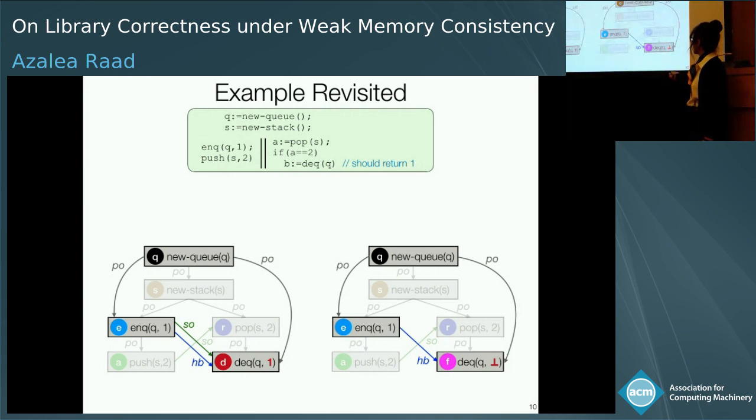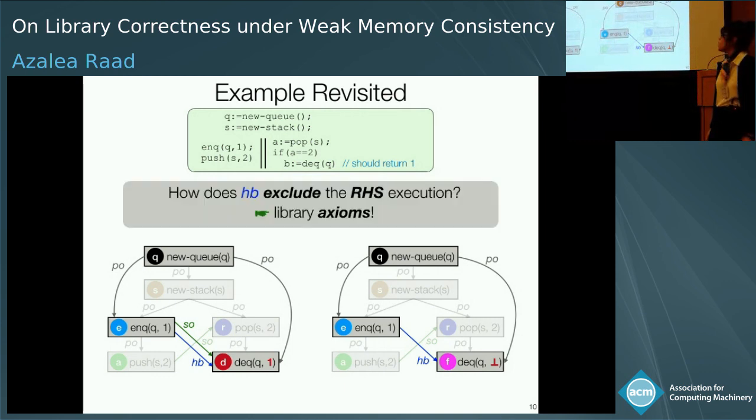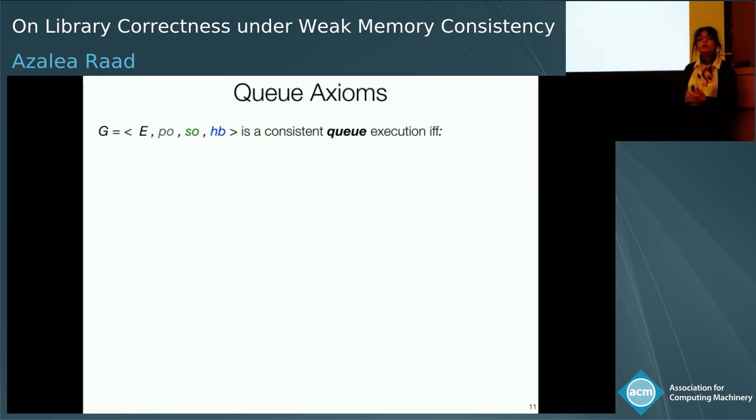And as a result, I now have this happens before as part of my library execution, and I can say you shouldn't be allowed to return empty. But so far, I haven't told you anything about how. This was just intuitive discussion. At the beginning, I did say that the specification of a library is a bunch of executions that satisfy certain axioms. And here is where those axioms are going to come in and exclude this right-hand behavior. So let's look at our queue axioms.